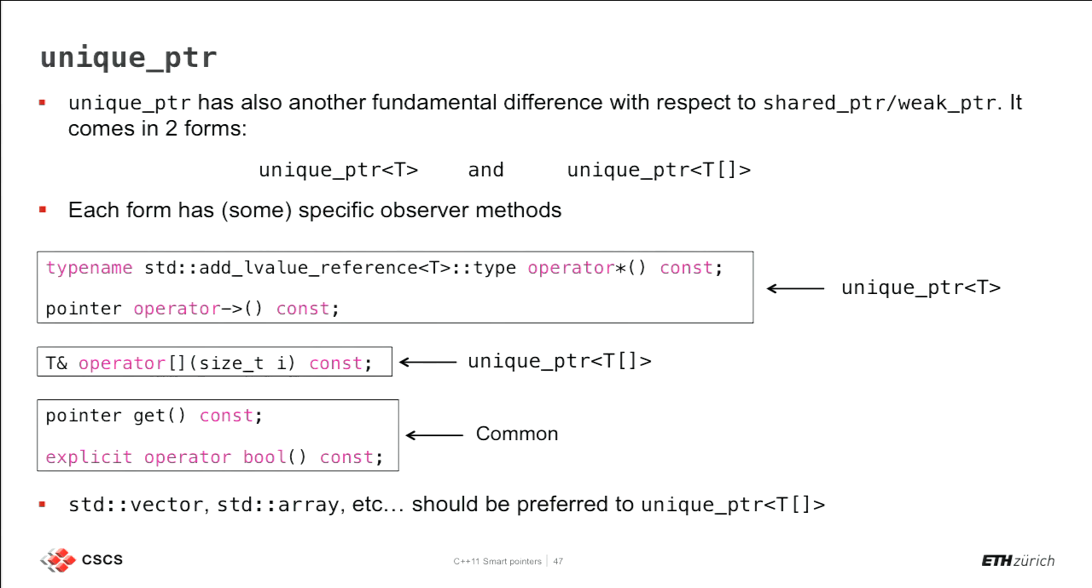So as I told you, there is the possibility of having a unique pointer that is pointing to an array and not to a single object, but this kind of specialization basically should not be used. If you need a pointer to an array, there are other containers in the STL that can be used, like vector and arrays and so on. So this version should not be used because there are other containers that are better for this kind of situation.